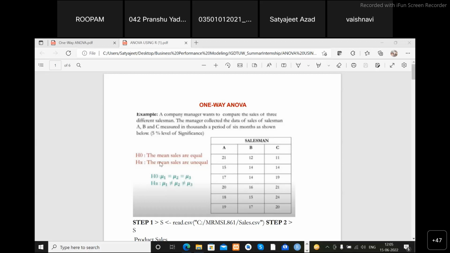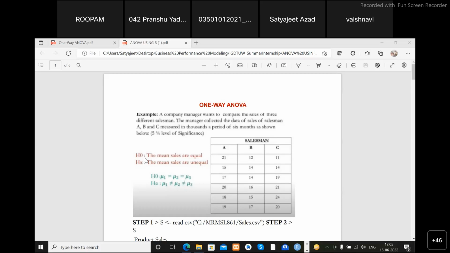So when you apply this hypothesis testing, you assume some hypotheses. Obviously, when you design any ANOVA, first you take some assumptions. H naught means the null hypothesis. We are saying the mean sales of A, B, C salesmen are equal, I mean, they are selling at the same pace. That is H naught. But the alternate hypothesis says no, there is some significant difference. Maybe salesmen B and C are selling more.